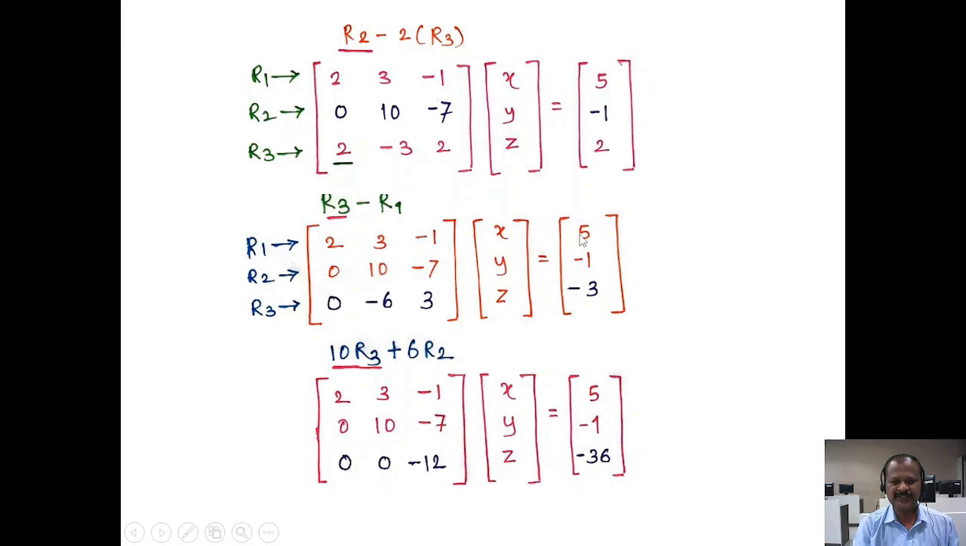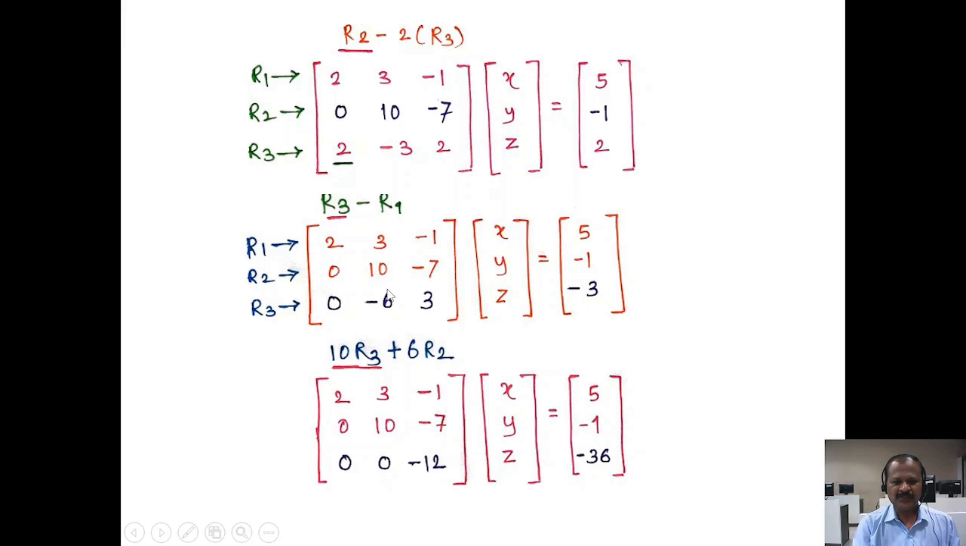There is no change here. There is no change here. So 2 minus 2 is a 0. Minus 3, again this minus 3, it is minus 6. 2 minus into the bracket minus 1, it is a 3. Then 2 minus 5, it is minus 3. Now this element is 0.